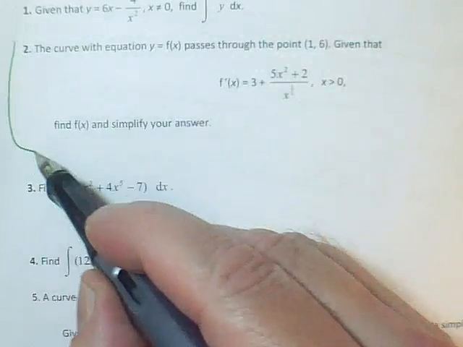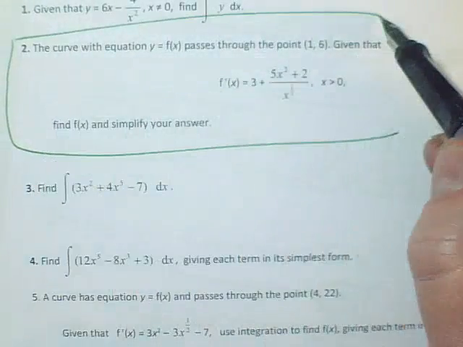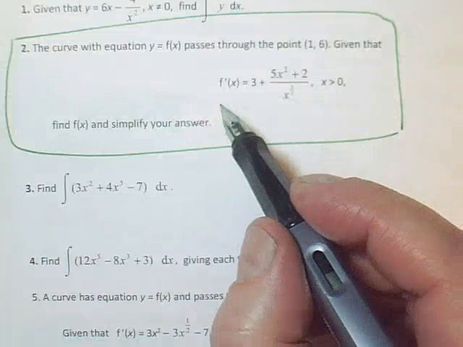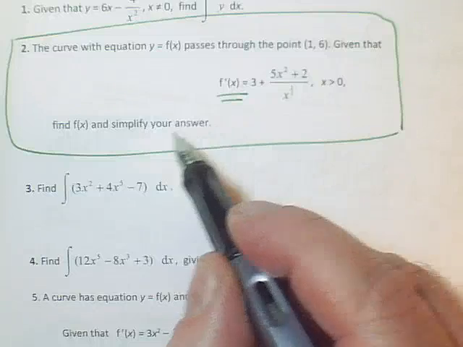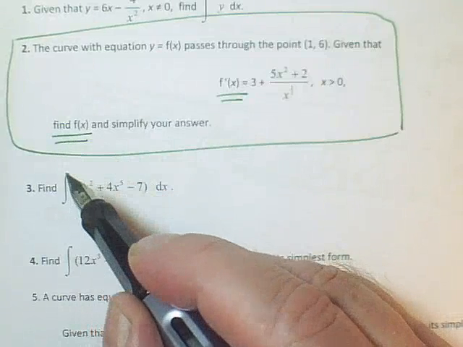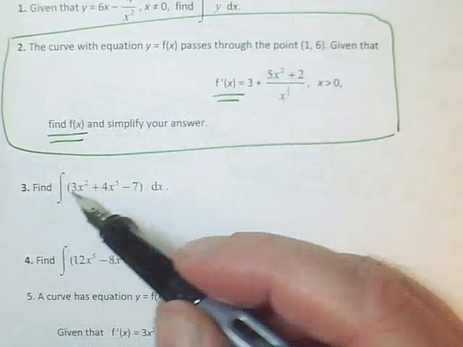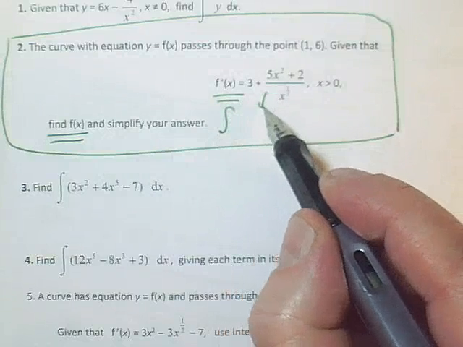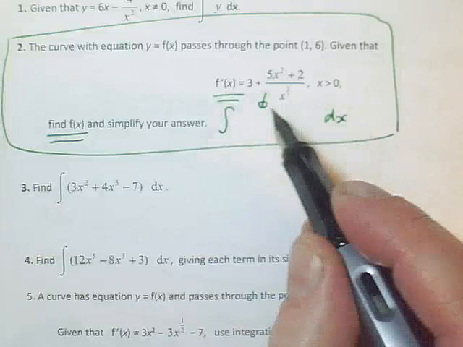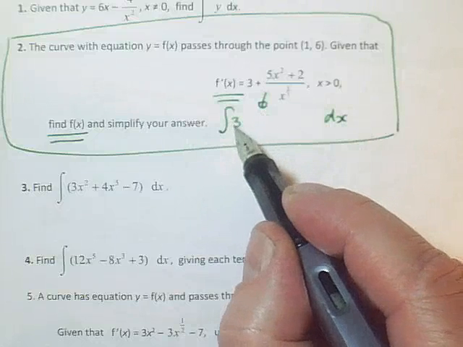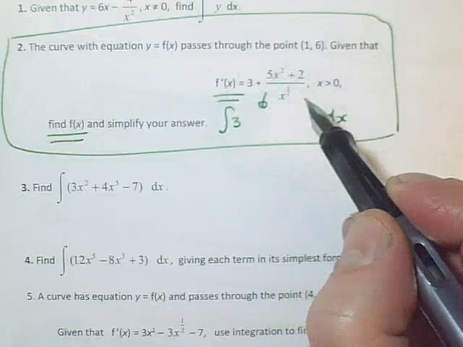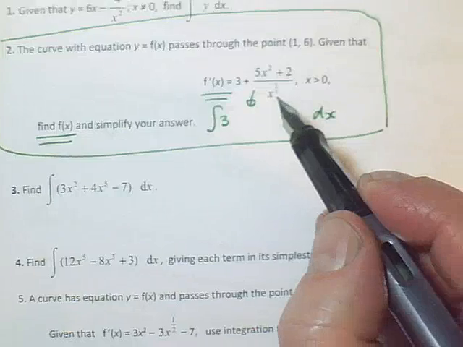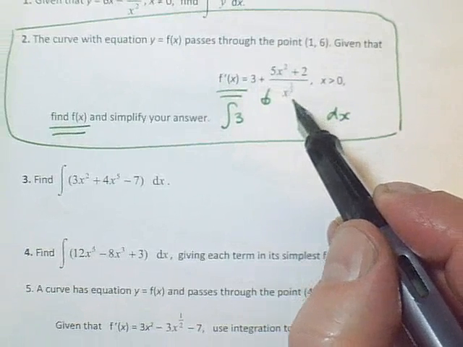Okay, this question 2 here, this is about as nasty as it can get on an integration question. The start of the question is you're given what f dash of x equals, and you have to find out what f of x equals. So we're going to undo the differentiation by integrating this expression, dx. But to integrate it, okay, the 3's all right, but the 5x squared plus 2 over x to the power of a half, you're going to have to turn into powers of x. So that's your first problem.